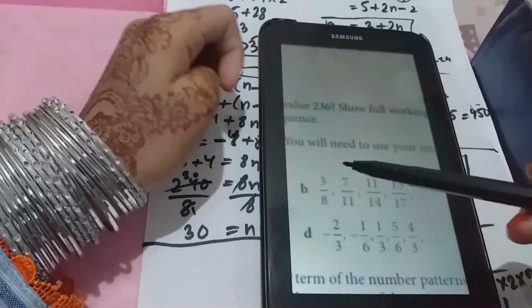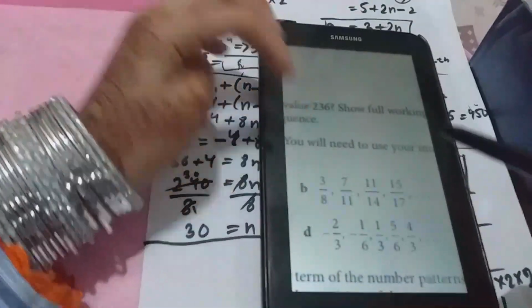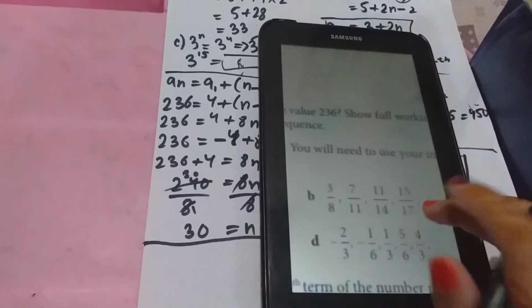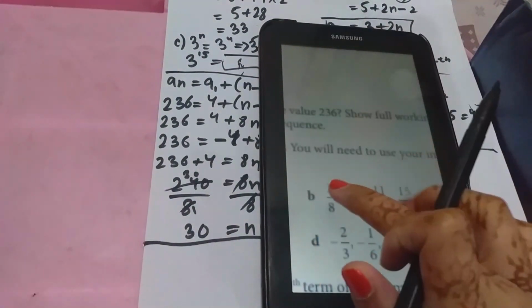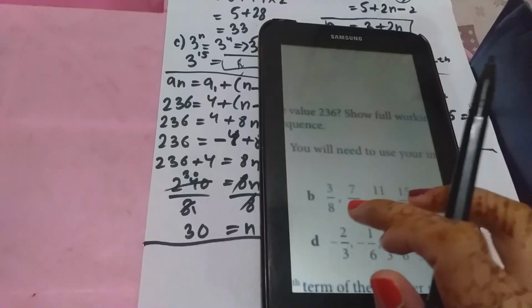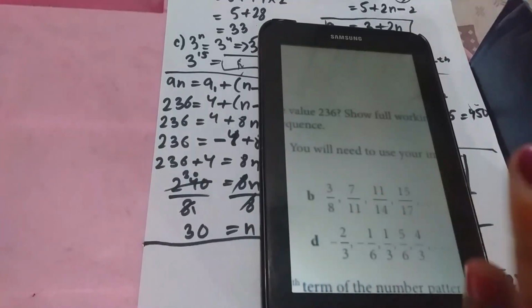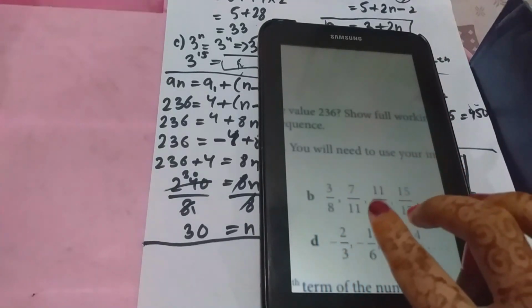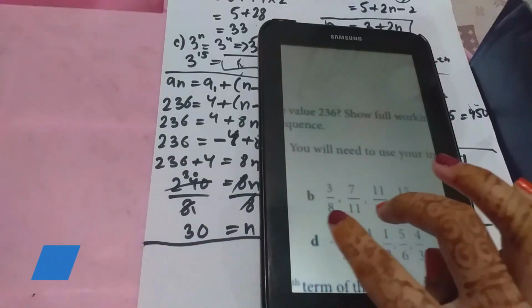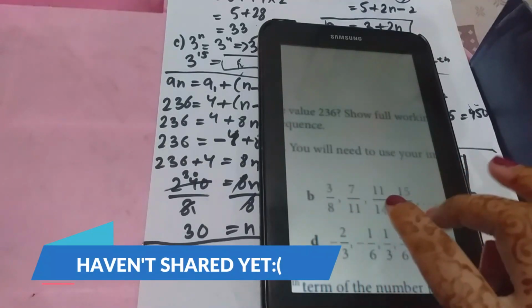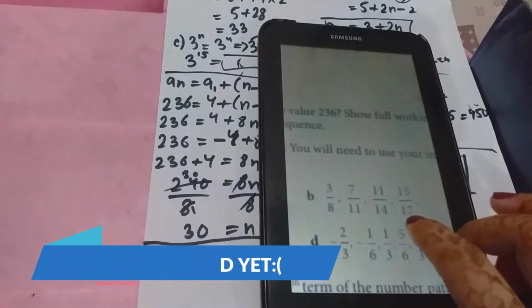So part B is 3 by 8, 7 by 11, 11 by 14 and 15 by 17. Now in this part you can see that 4 is being added to the numerators, however 3 is being added to the denominators, as 3 plus 4 is 7, 7 plus 4 is 11, 11 plus 4 is 15, 8 plus 3 is 11, 11 plus 3 is 14, 14 plus 3 is 17, right?